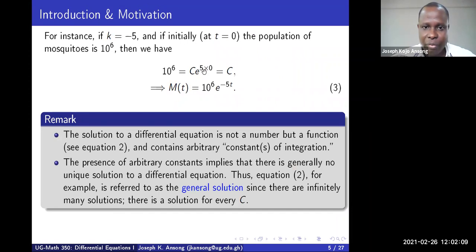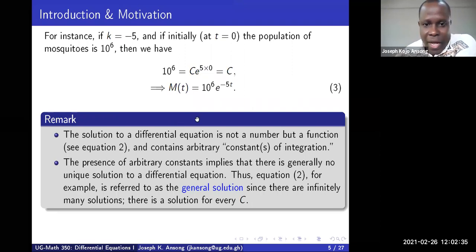So we know C, we plug it back into the equation. So M is given by 10 to the 6 e to the negative 5t. So using this, we can project the population at a future time. In this case, because the k is negative, as t goes to infinity, we know that the population will keep decreasing, right? It will keep decreasing exponentially. Okay, good. A couple of remarks about this.